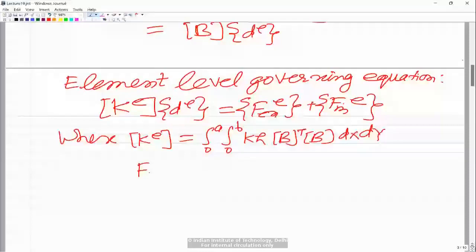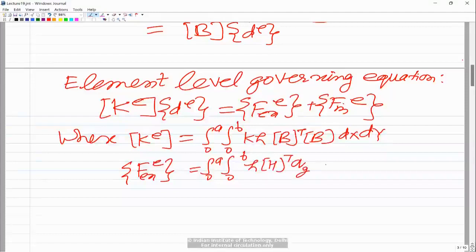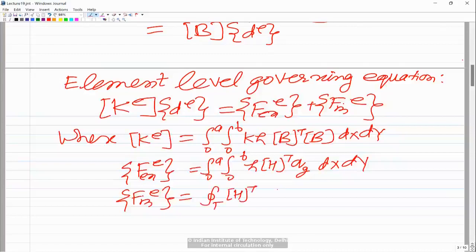Now F external will be, of course, again integration 0 to a, integration 0 to b, and then we have H transpose into q_g, the heat generation, into dx dy. And of course the internal load would still remain in terms of the boundary integral. So the integral along the boundary of the element, that is H transpose into q_n into ds. So this is the element level governing equation.